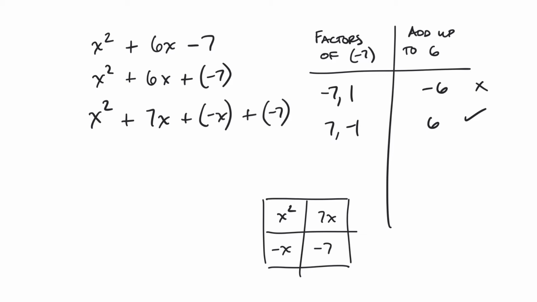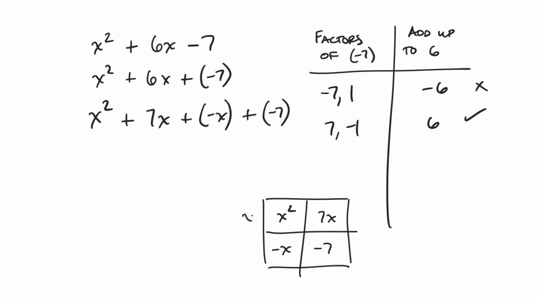And then what we put on the outside here and here and here and here, those are going to make up our binomials that we multiply to get these 4 terms here. So for instance, this times this is going to get this. This times this is going to give us this. This times this will give us this one. And this times this will give us this.